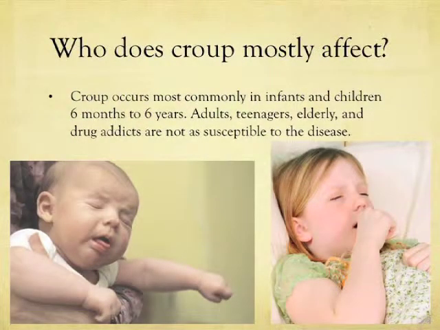And who does croup mostly affect? Croup occurs most commonly in infants and children, 6 months to 6 years in age. Adults, teenagers, the elderly, and drug addicts are not as susceptible to the disease, so you're going to mostly see this in children.